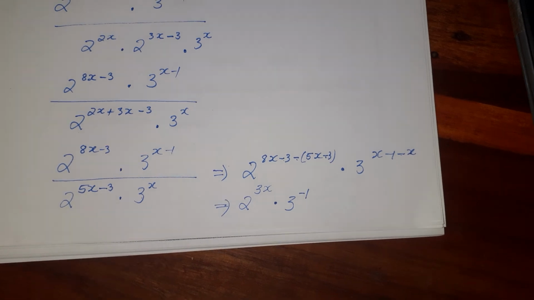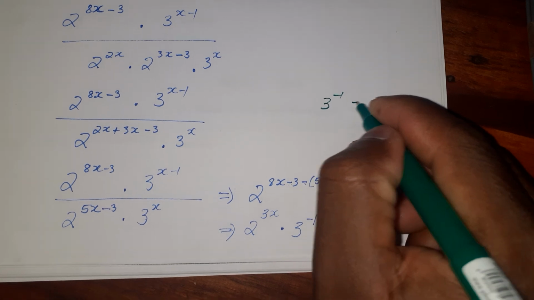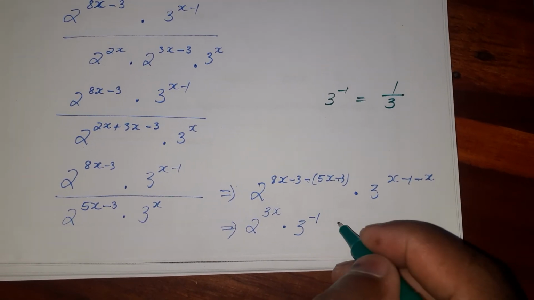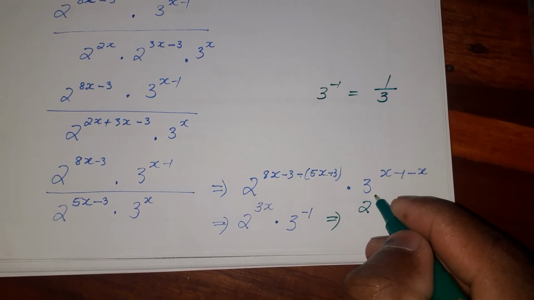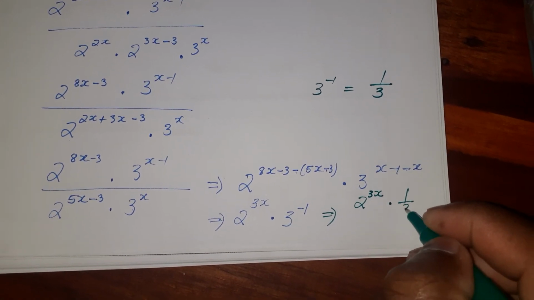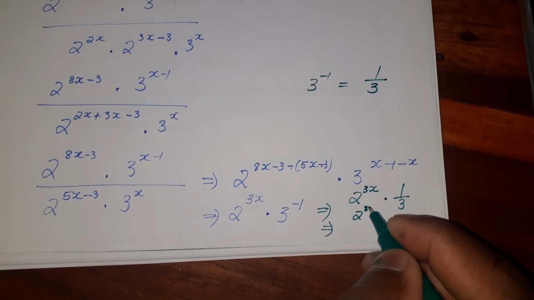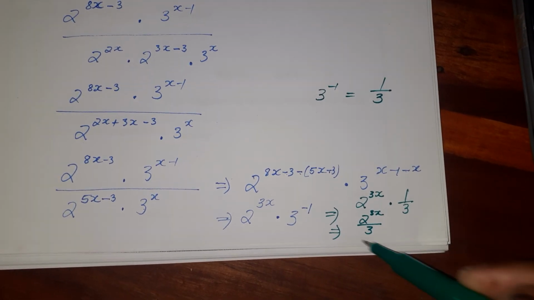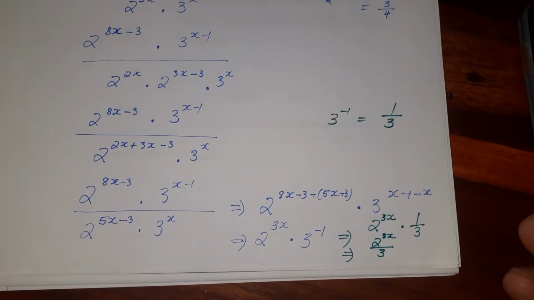But we know when you have 3 to the power minus 1, that is the same as saying 1 over 3. Therefore we can now write our final answer: 2 to the power 3x, now multiplying by 1 over 3, and the final answer is 2 to the power 3x over 3. You can see this is a common fraction, and that is the answer.